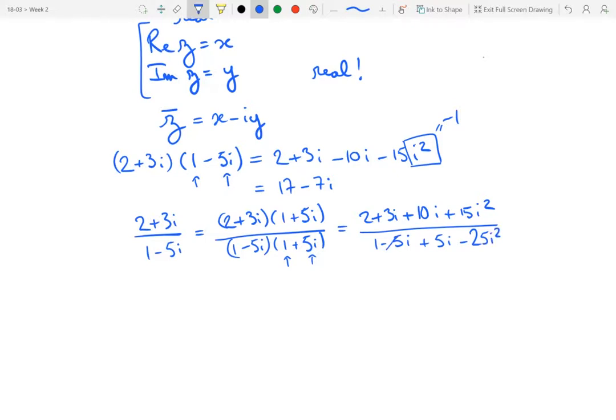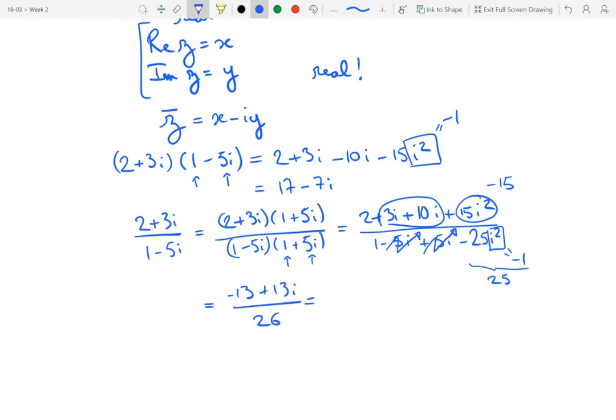Notice what happens here. Those imaginary terms cancel out, and we are left with a number here, which is going to be positive. i squared is -1, so this is going to end up being plus 25. So we have 26 in the denominator. The numerator will give us minus 15. For the real part, we have 2 minus 15, that's minus 13. For the imaginary part, we have 13i. And in the denominator, we've already seen that's 26. So we can simplify that.